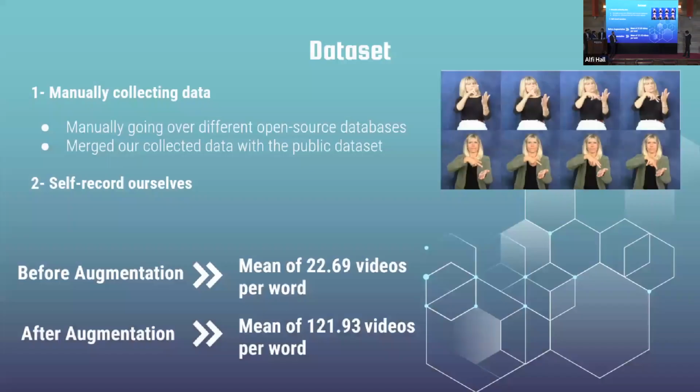And we mainly used two approaches to tackle this problem. The first approach was to manually collect our data. We were able to do this by manually going over different websites, different publicly available datasets and databases, and integrating them into the publicly available dataset of the WLASL. The second approach that we went for was to self-record ourselves using an HD video camera.